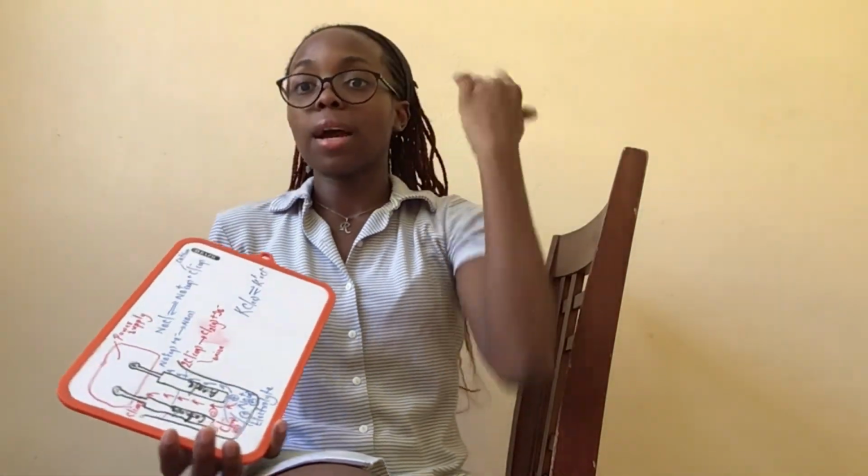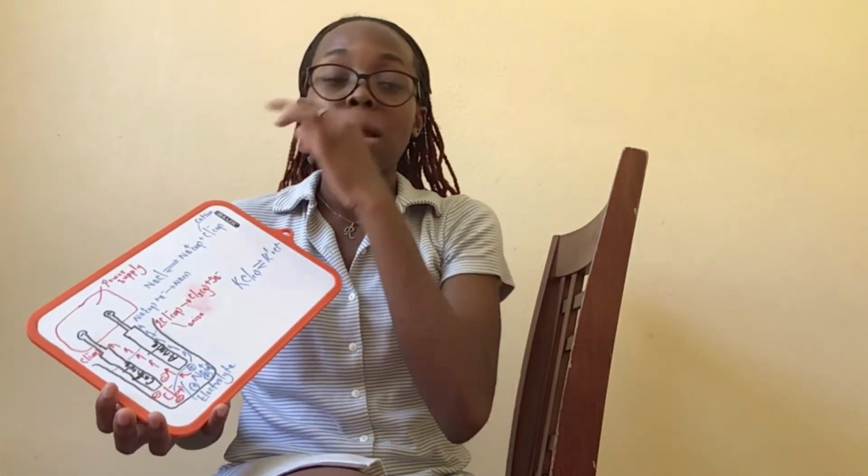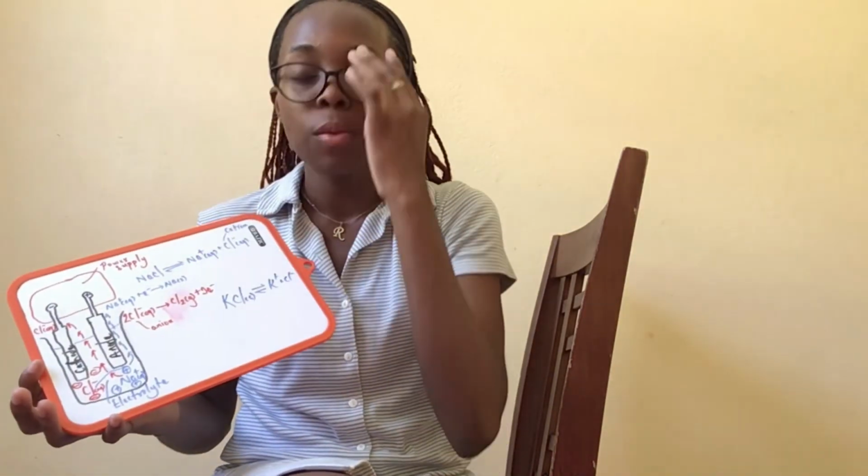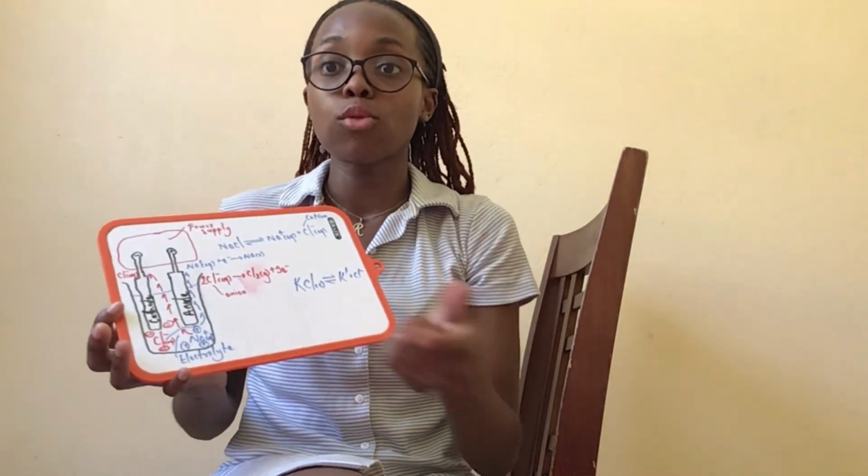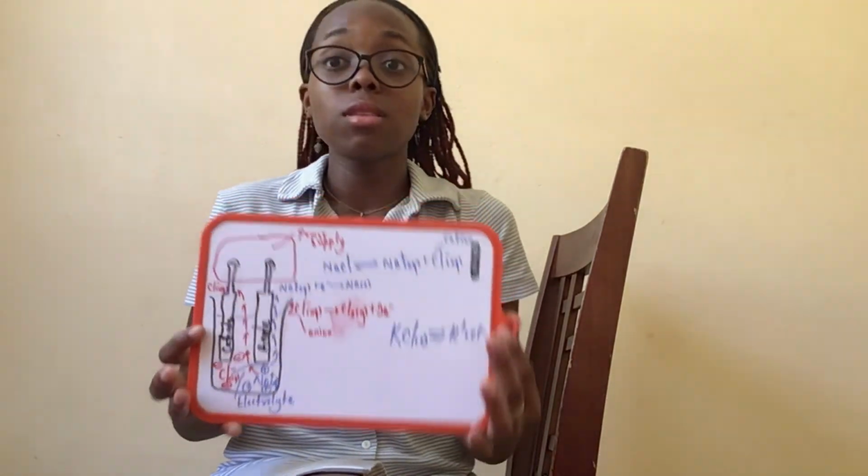But the basic concept about electrolysis is I'm using electricity to break down an ionic compound. When I break down an ionic compound, I form a positive and a negative ion. The positive ion travels to the negative electrode, the cathode. The negative ion travels to the positive electrode, the anode, and then they form neutral products.